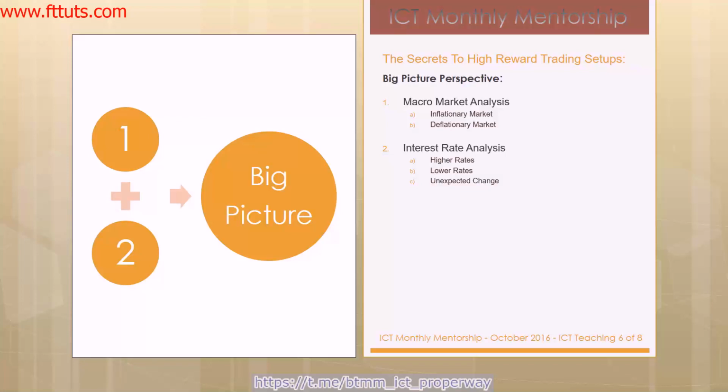Or did we have an unexpected change? Did something come out with the FOMC, or did a currency intervene in their currency by having an unexpected interest rate change? Did they hike interest rates, or did they do an unexpected rate cut?